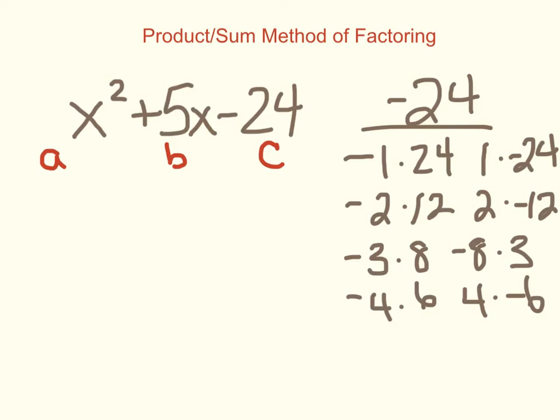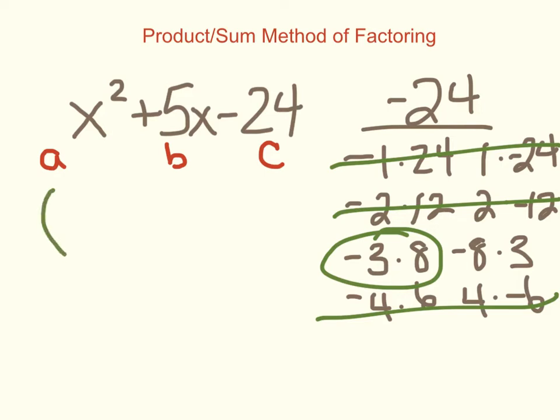Now we have to figure out which set will add together to get B, and B is 5. So which add together to get a positive 5? Well, these two don't. These two don't. And 4 and 6, you're never going to be able to add anything there to get it. So it's got to be either negative 3 and positive 8 or negative 8 and positive 3. Well, when we add them together, negative 3 and positive 8 will give us a positive 5.